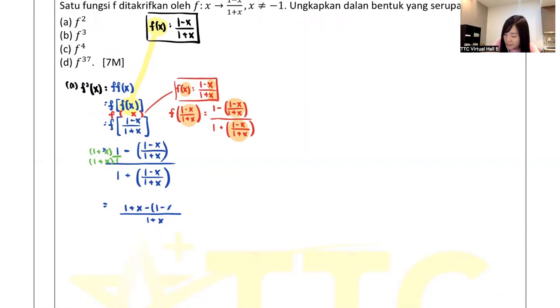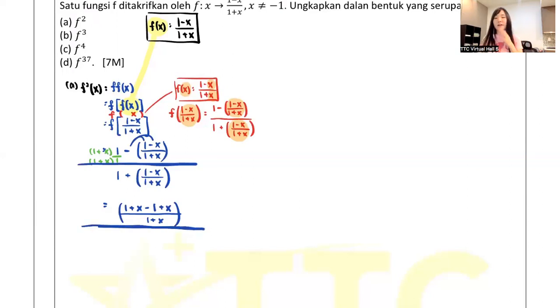Now I can expand it. I think your basics are okay. So negative 1, negative, positive. Negative, negative, isn't it positive? Until here, okay? So this is for the top, and there is still the bottom.